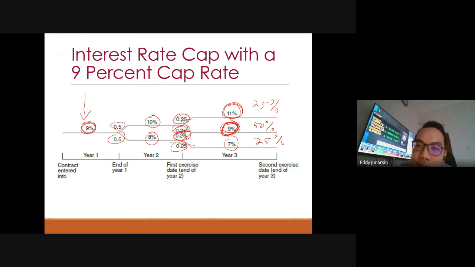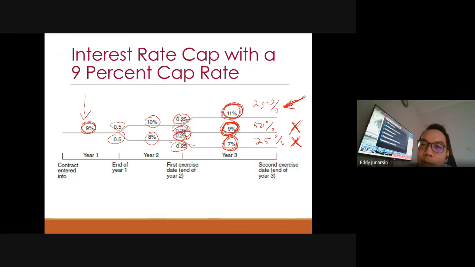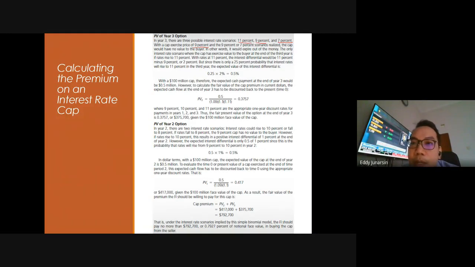So we have a cap with a cap rate of 9%. This option will be valuable only if this scenario prevails. If the 9% scenario happens, then we gain nothing, let alone the 7%. You have to let the contract go without gaining anything. So the only scenario that will provide money in this example is the 11% scenario. So how much will we get? 2%, right?